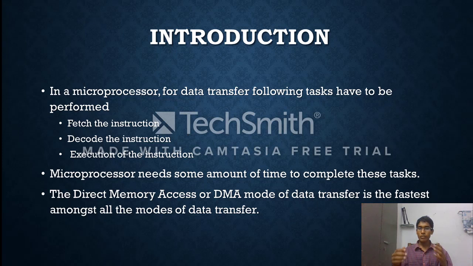As all of you are familiar with microprocessor and its operation, for a microprocessor to transfer data, first of all it needs to fetch the instruction, then decode it, and then execute the instruction. So it means the microprocessor needs some amount of time. So here we have direct memory access, which we use for the transfer of data by bypassing the CPU or the microprocessor.